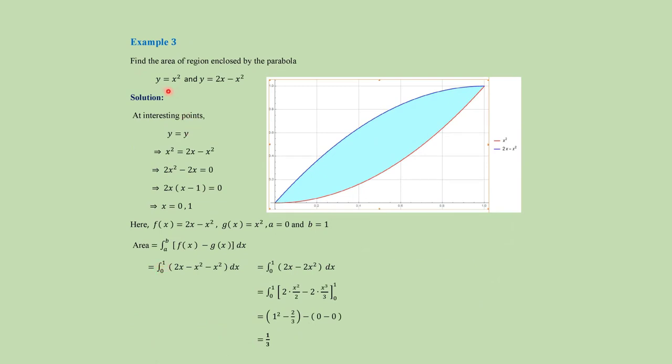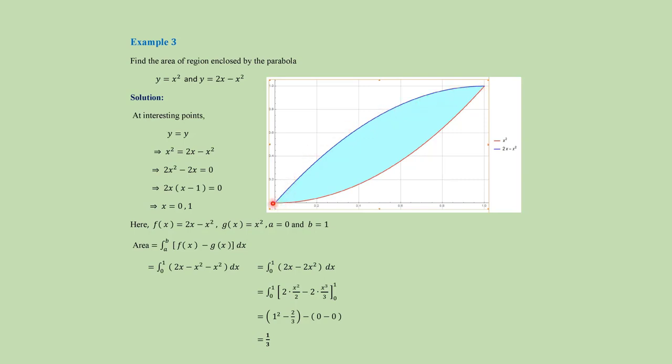For this example, we have two functions, y equals x squared and y equals 2x minus x squared. But here we don't have any lower or upper limit. Now, if you draw the graph y equals x squared, then it looks like this red curve, and if you draw y equals 2x minus x squared, then it becomes like this.